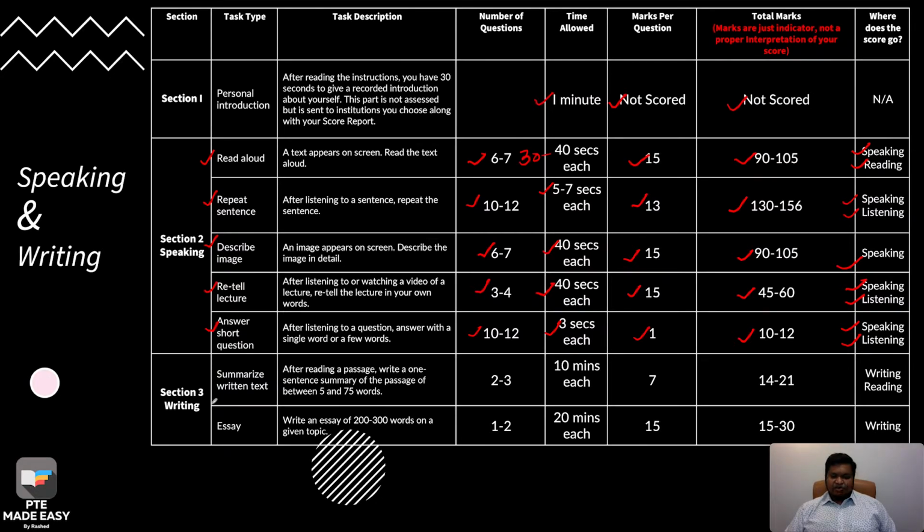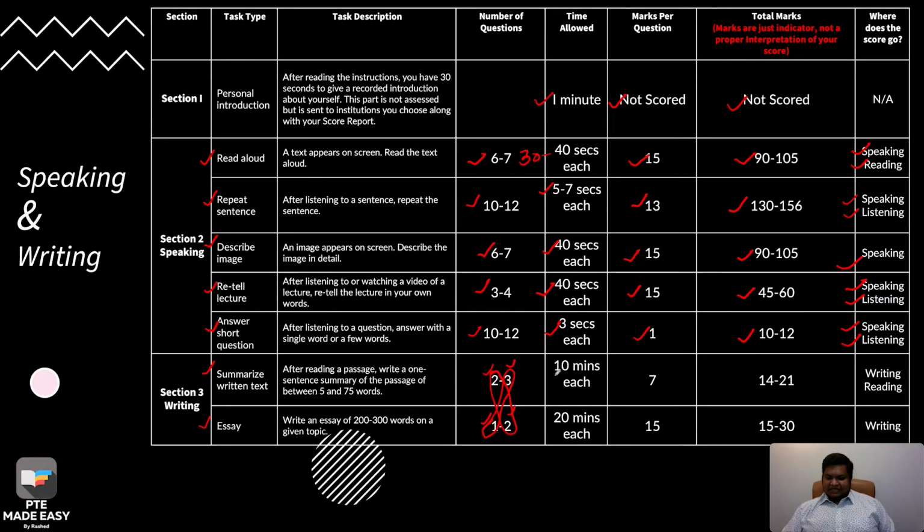In the writing section, there are 2 question types: summarize written text and essay. In summarize written text, you can get 2 questions or 3 questions. In essay, you get either 1 or 2 questions. It depends on the summary. So if you get 2 questions in summarize written text, more than likely you will get 2 questions in essay. If you get 3 questions in summarize written text, you will get 1 question in your essay.